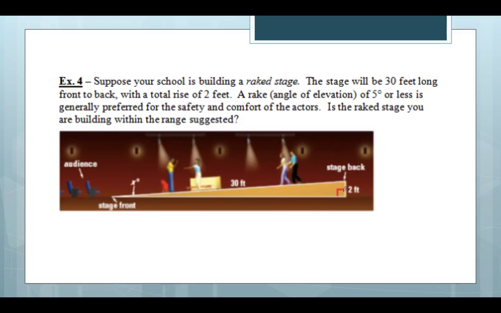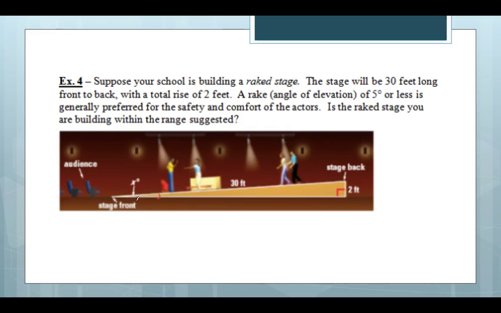A rake or angle of elevation, remember angle of elevation needs to go up from the line of sight, is better to be 5 degrees or less. And that's just for the safety and comfort of the actors. It's asking us, is this raked stage within the range suggested? So in other words, is this angle 5 degrees or less? Well, let's take a look.